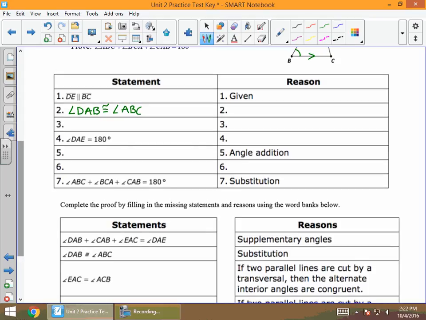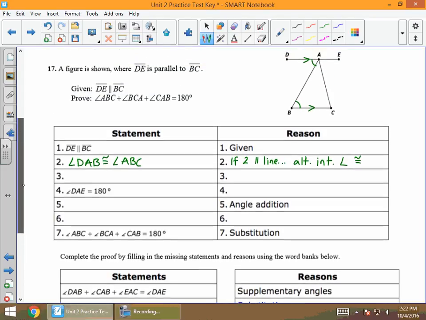If two parallel lines are cut by a transversal, then what is true? Alternate interior angles are congruent. And if you just write alt-int angles congruent, I get that. Right? I understand that shorthand. If you are going to shorthand something, make sure that I'm going to understand what that shorthand is.